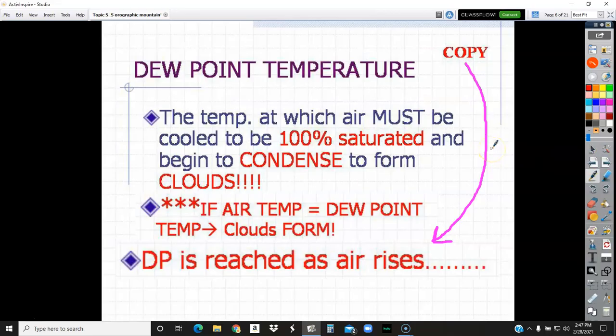Now, there is a mathematical way to figure out the elevation, or the altitude at which a cloud forms. So we're going to get into that now.